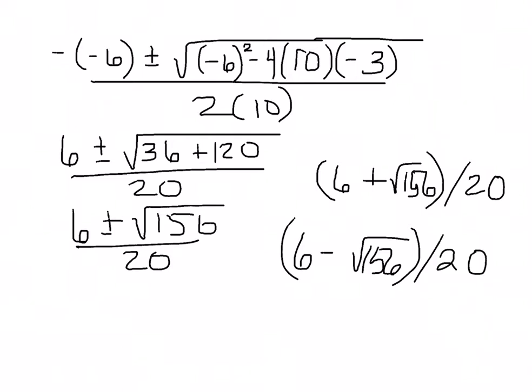So when I type it in, notice how I put the parentheses in there? That's on purpose. Because if you don't, it's not going to divide it correctly. 6 plus the square root of 156. Close it, divided by 20. I got for the first one 0.92. And for the second one, I got negative 0.32. Those are the numbers I got for x. Those will be your x's.